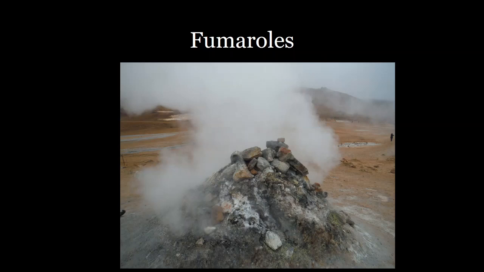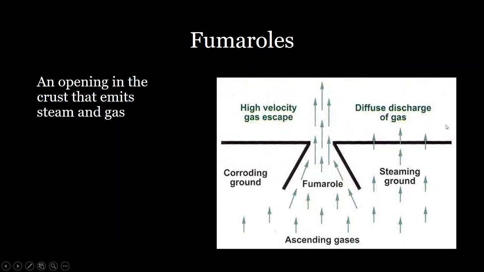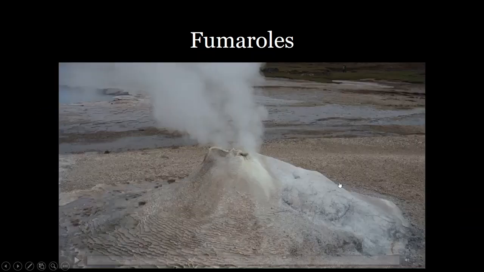Next, let's talk about fumaroles. So fumaroles are very potentially dangerous and very interesting features. They are areas of the Earth's crust where you have an opening that emits large amounts of steam or gas. Usually a fumarole has some sort of geologic geometry so that you have a funneling of these ascending gases. And the fumarole is the opening of the crust that allows these gases to escape.